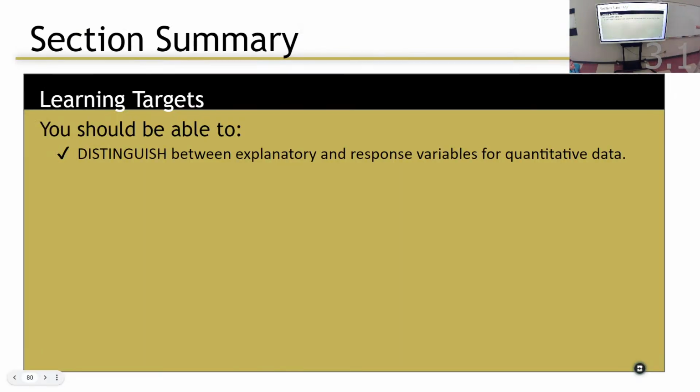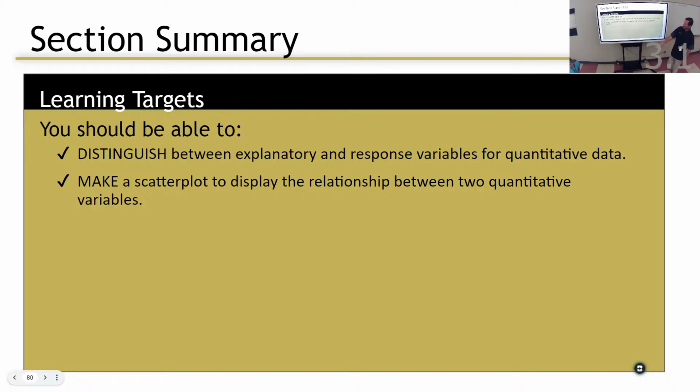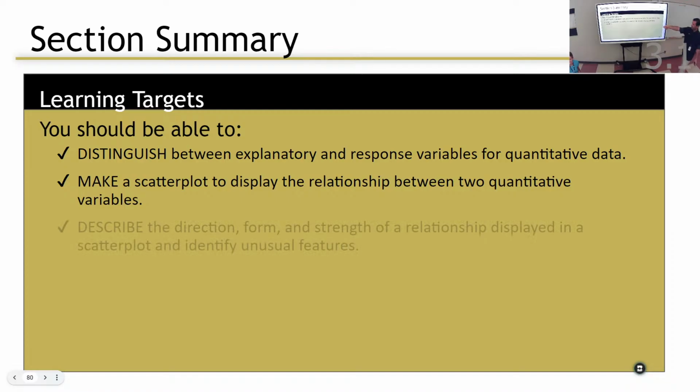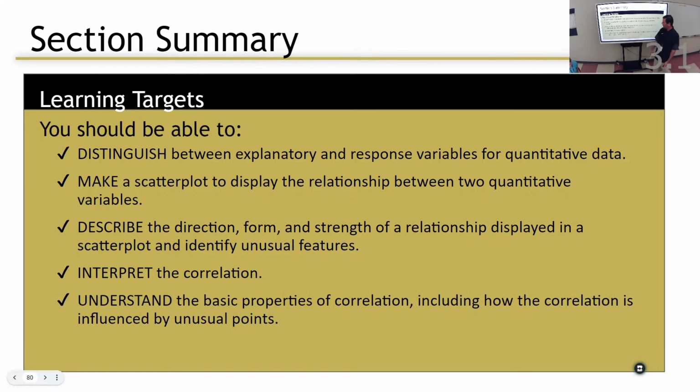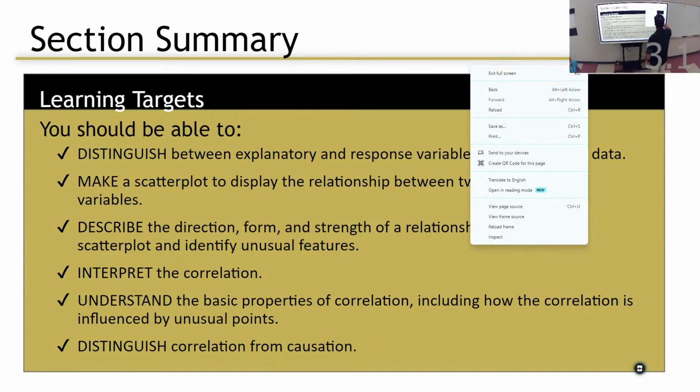Yeah, okay. Guys, I hope you can distinguish between the explanatory and the response variable. A couple of your first homework questions are asking you which one's the explanatory and which one's the response. Make a scatter plot. Describe the direction, the form, and the strength of relationship. Make sure you can interpret the correlation. That tells me the strength and direction of a linear relationship, and then understand the basic properties of correlation. Okay? Very good. It should be posted.